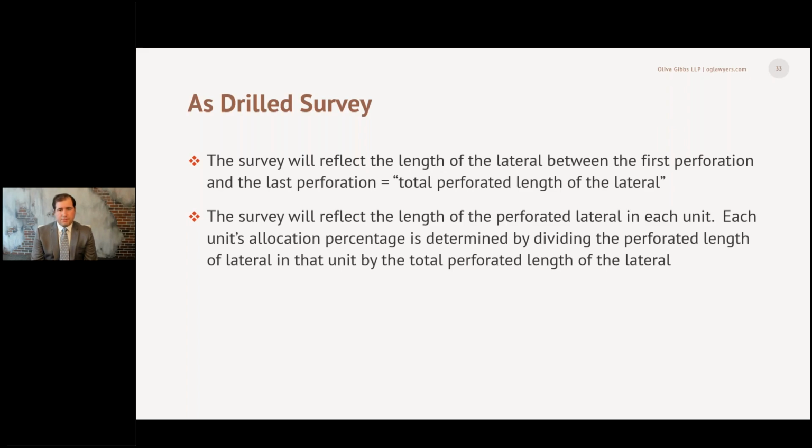It's also important to remember that this is perforated. And so if you have a non-perf zone to start the well or a non-perf zone anywhere there, this is all about perforated length of the lateral.